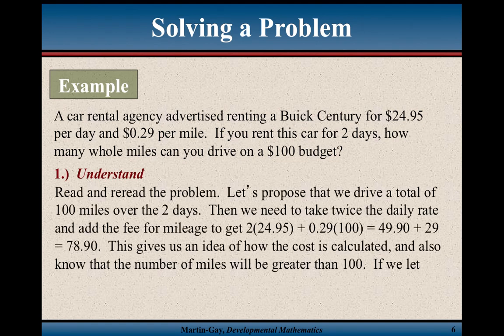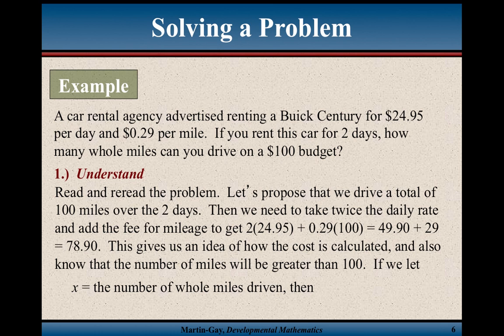Okay, first understand the problem, read and review the problem. Let's propose that we drive a total of 100 miles over the 2 days. Then we need to take twice the daily rate and add the fee for mileage: 2 quantity 24.95 plus 0.29 times 100 equals 49.90 plus 29, which is equal to 78.90. This gives us an idea of how the cost is calculated and also that the number of miles will be greater than 100.